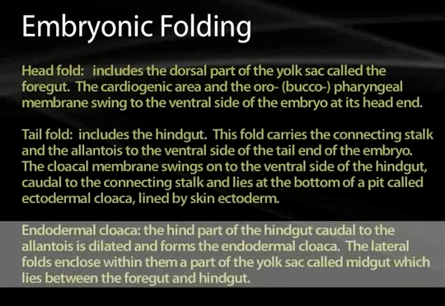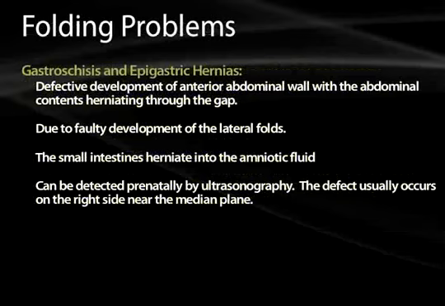It's the endodermal cloaca, the hind part of the hindgut, caudal to the allantois, and this dilated area will form the endodermal cloaca. Where the lateral folds will come and enclose them as part of the yolk sac, this will be known as the midgut, which will lie between the foregut and the hindgut. We'll come back to this when we discuss the formation of the abdominal cavity.